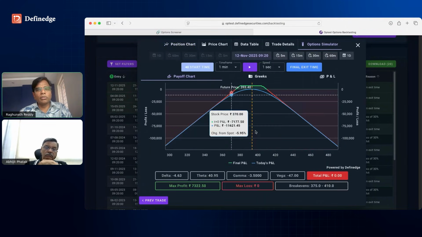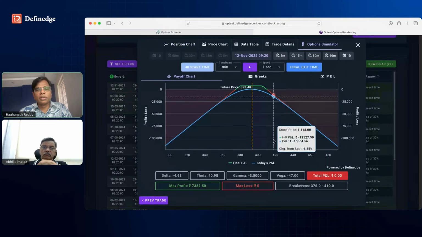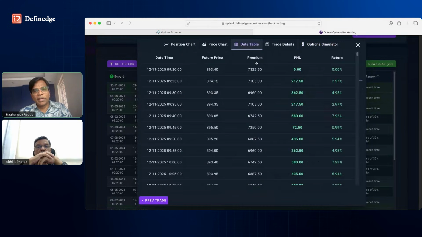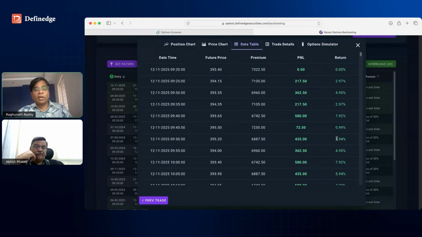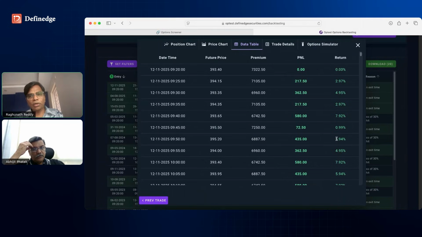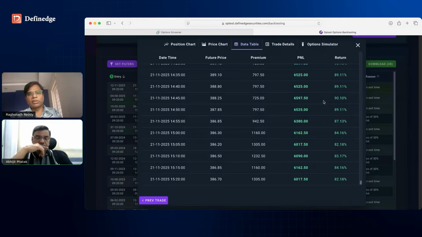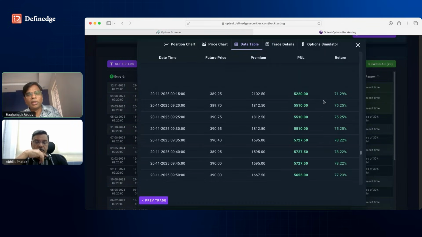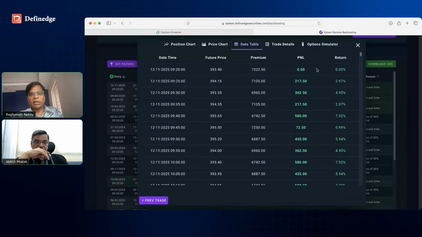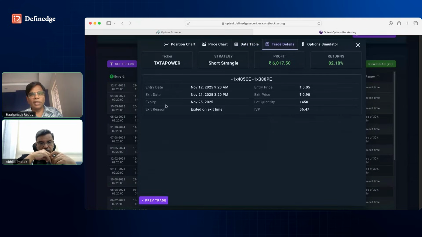You can also simulate this strategy in Opstra. And if you want data in more detail, in stocks we use 5-minute data in the options, and for indices we use 1-minute data. You get 1-minute data for backtesting, because stock options are not that liquid, right? So you get each and every trade's data.